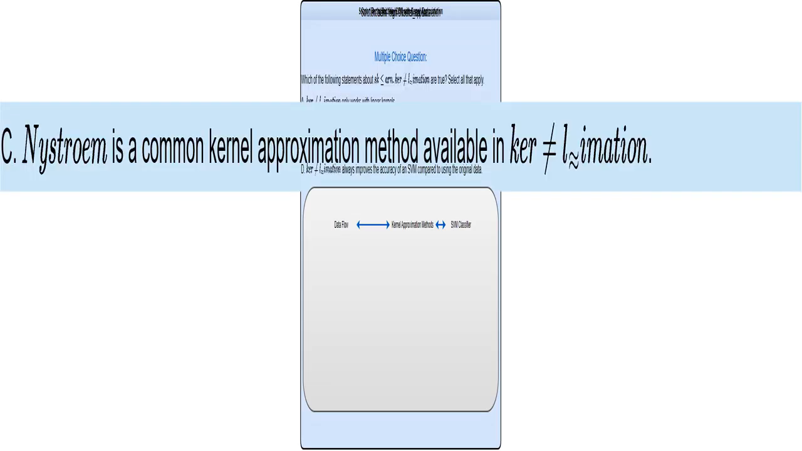The data flows into the kernel_approximation module. The module uses an algorithm, like Nystrom, to approximate the kernel matrix. This approximated matrix is then used by the SVM classifier to do its work.